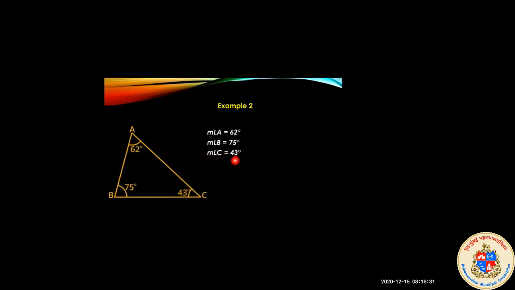Now, if you see, students, all the angles of this triangle are less than 90 degree. See, measure of angle A is 62 degree, it is less than 90 degree. Measure of angle B is equal to 75 degree, it is also less than 90 degree. Measure of angle C is equal to 43 degree, this is also less than 90 degree. So can you tell me which triangle it will be?